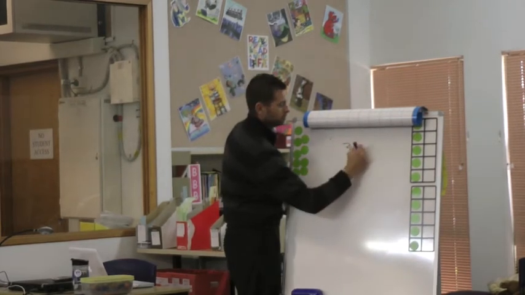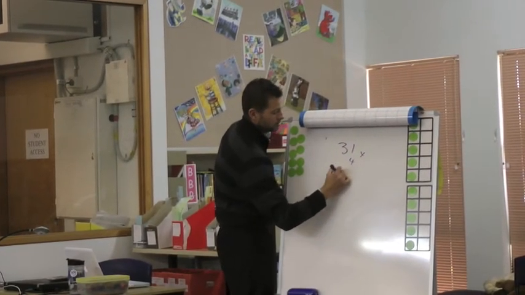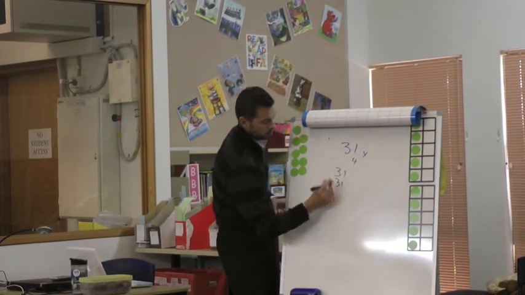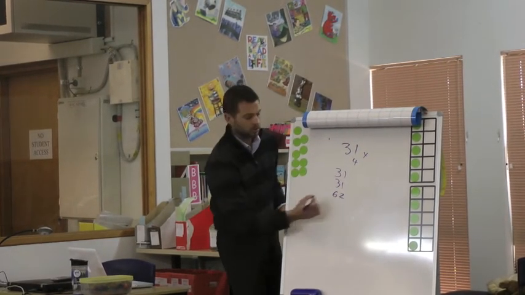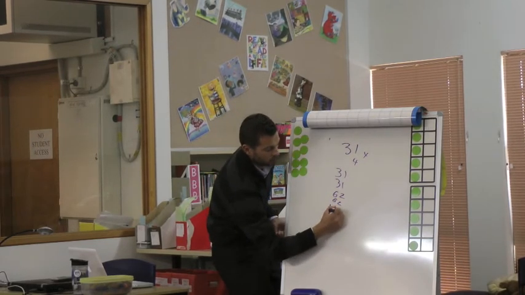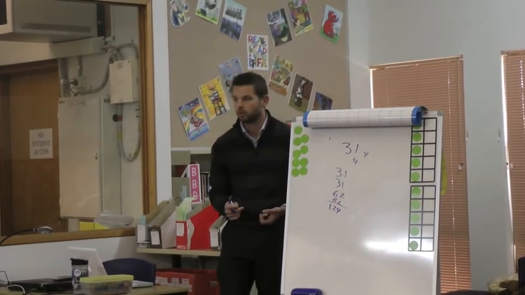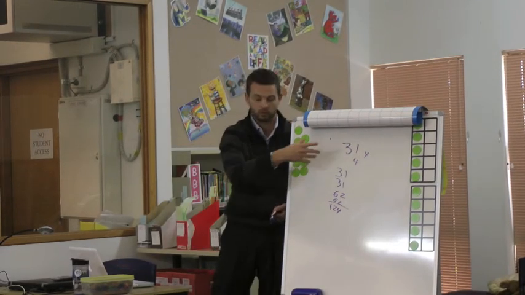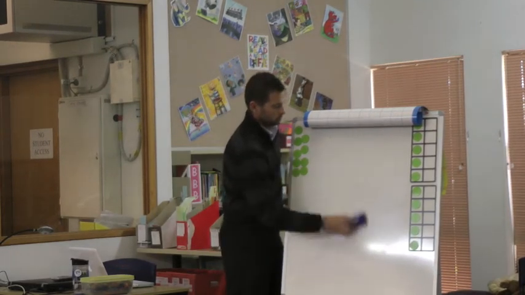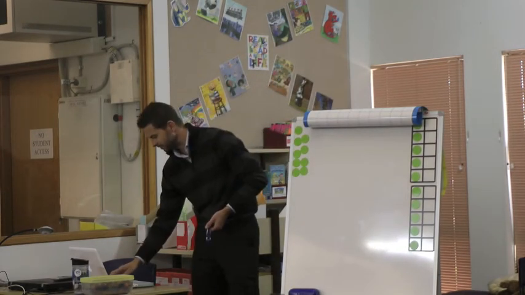Times by 4, just double. I just write 31, 31. So that's 2 times. It's going to get me 62. Double that again. It's going to get me 124. And that's for any number, times by 4, just double. Sound familiar, girls? That strategy of times by 5, times by 10, then halve it.